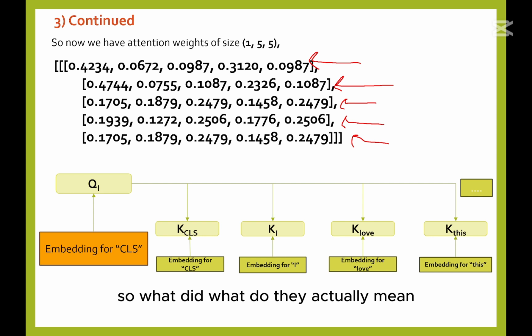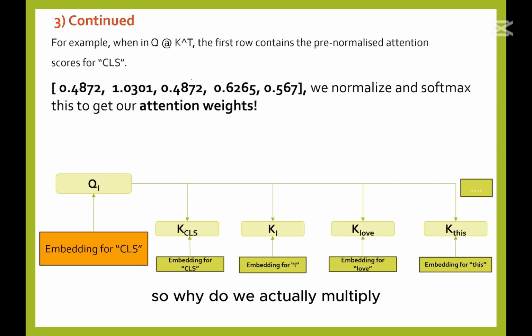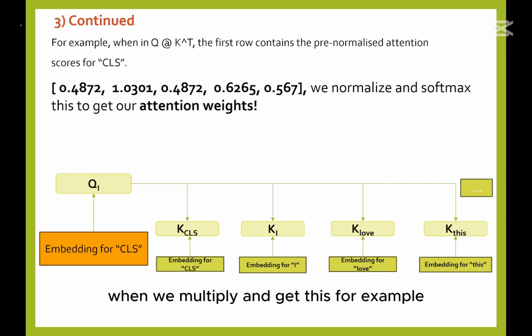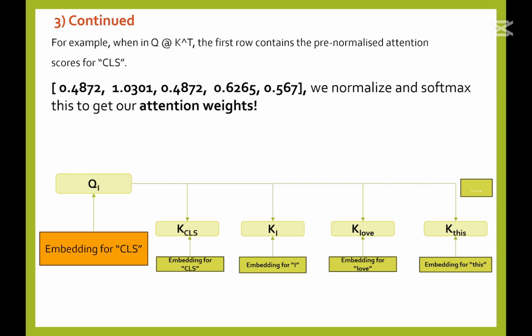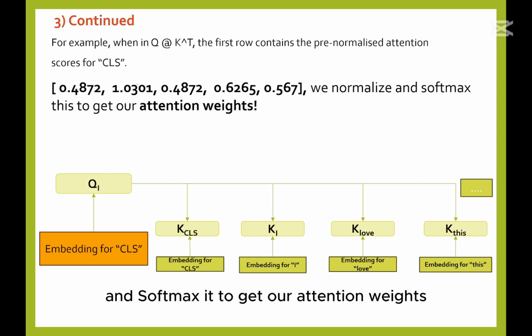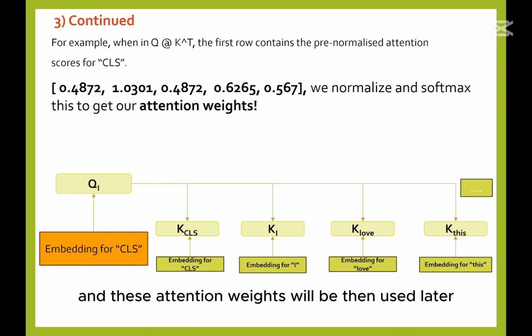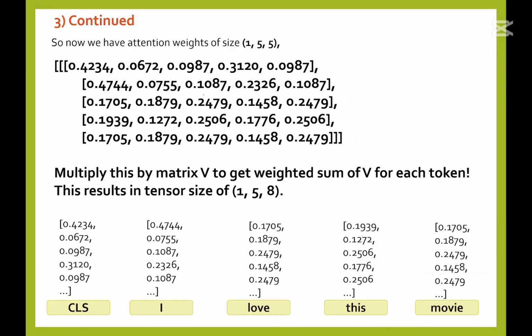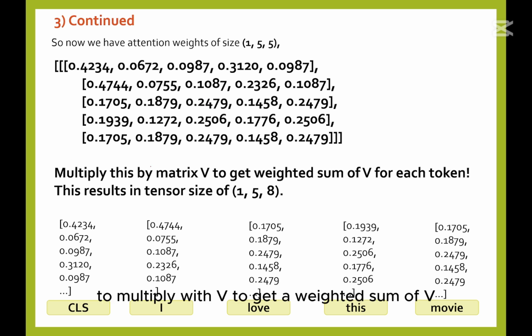So what do they actually mean? So why do we actually multiply? When we multiply and get this, for example, for CLS, this gives us our attention scores. And then we have to normalize it and softmax it to get our attention weights. And these attention weights will then be used later to multiply with V to get a weighted sum of V.